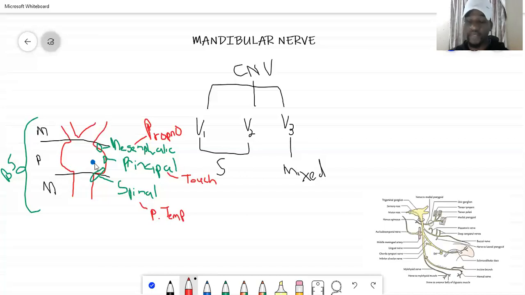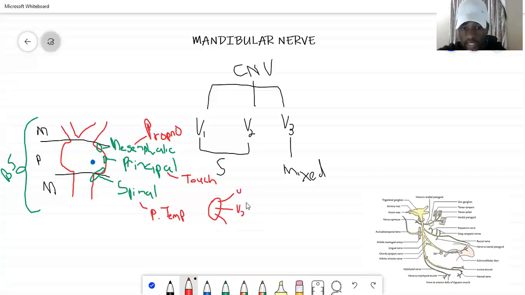But since it's mixed, remember that before it can even go to its trigeminal ganglion, because after the brainstem they will go to the trigeminal ganglion. So let me draw something like that, right? You have your trigeminal ganglion. Then from the trigeminal ganglion you will have what? 3 protrusions like that. This is your V1, this is your V2, this is your V3.